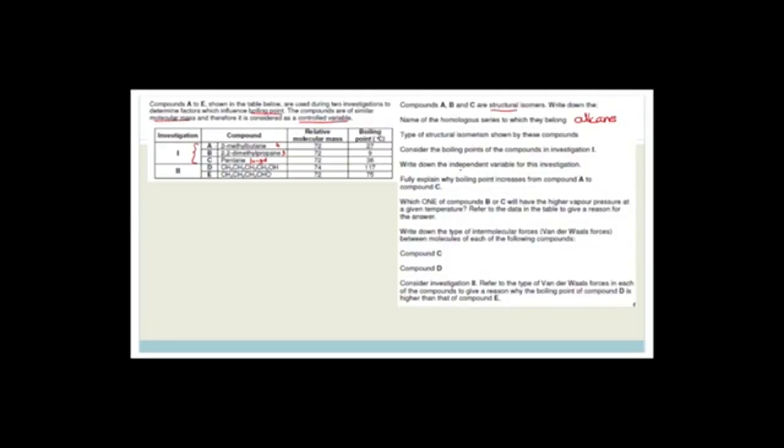Now it says write down the independent variable. Now remember, the independent variable is the one that you change, okay? And the dependent variable is the one that we measure. So I would say that the independent variable is your main chain length, or you could say it's the number of branches. Either of those two is going to give you the right answer in the marks, okay?